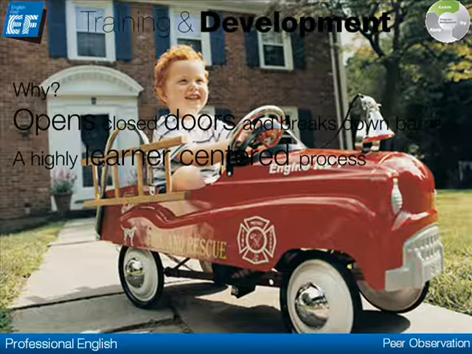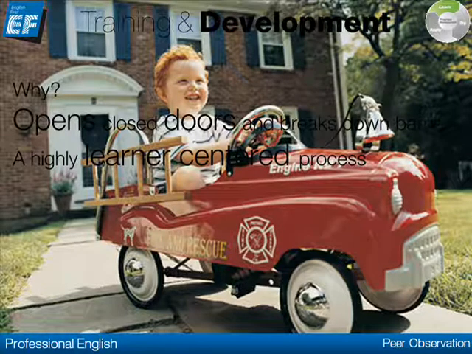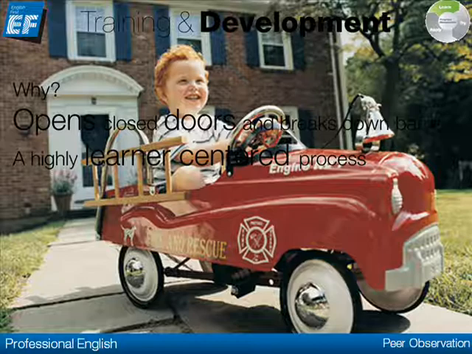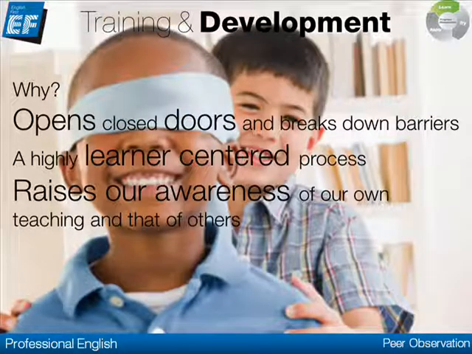Peer observations are highly learner-centered. Both the observer and the observee have control over the learning process. Peer observations help raise our awareness of our teaching and that of others. Teaching is multitasking. As we teach, we're often blind to a lot of what we do, both good and bad, in the classroom. Observing and being observed can change this.